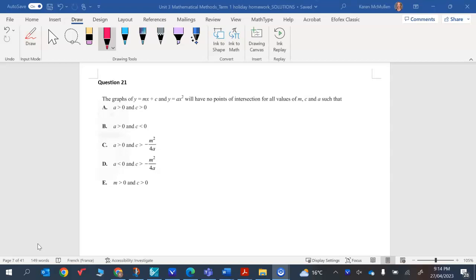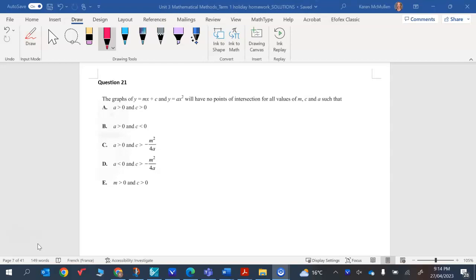Hey everyone, this is question 21 from your term one holiday homework. So, one that you can do on your calculator, so probably not much working out by hand for this one. We've got the graphs of y equals mx plus c, so it's a straight line, and y equals ax squared, which is a parabola. We'll have no points of intersection for all values of m, c, and a, such that.